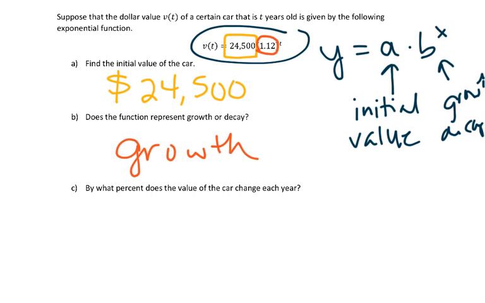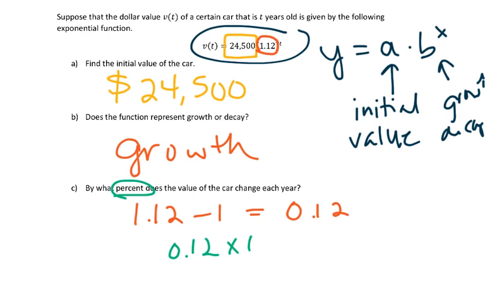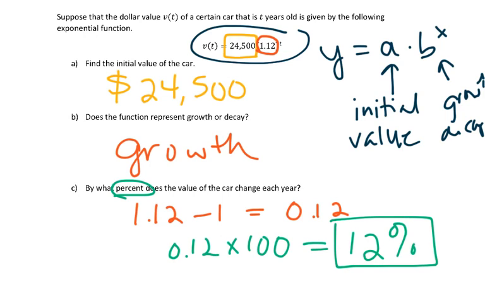And then part C, it says, by what percent does the value of the car change each year? So here's the thing, the B value is greater than 1. So if we were to subtract 1, that tells us the change, right? And so typically when we talk about change, as in the question states, we usually talk about percent. And so if I want to change this to a percent, you're going to multiply by 100. And so that gives us 12%. So the value of the car changes 12% each year.